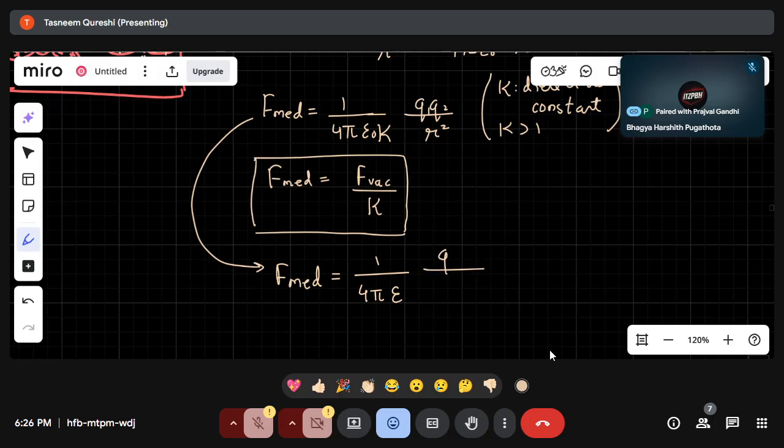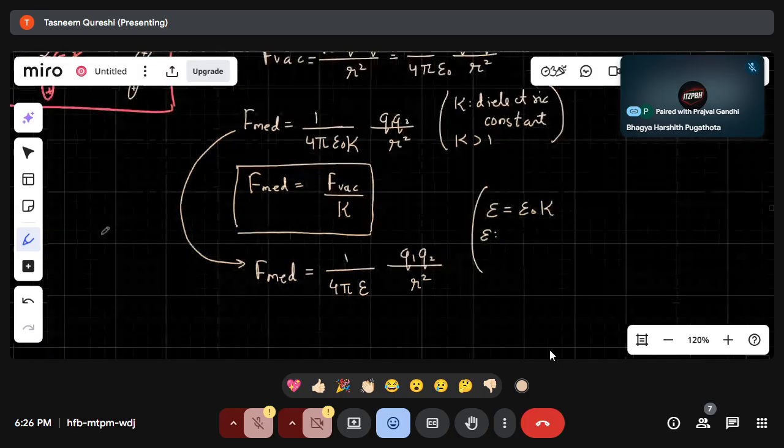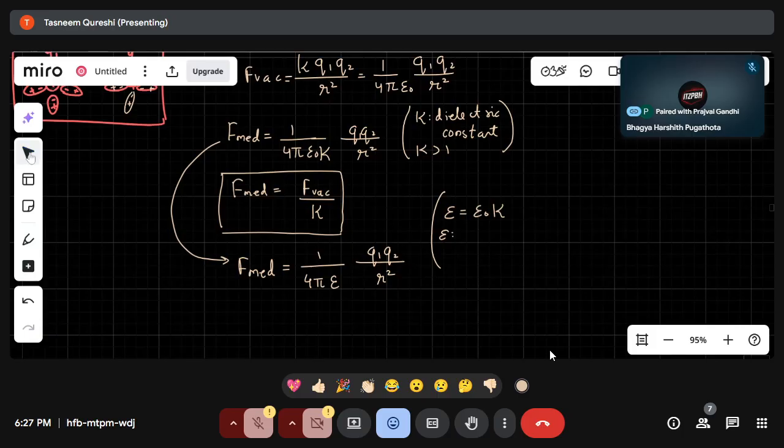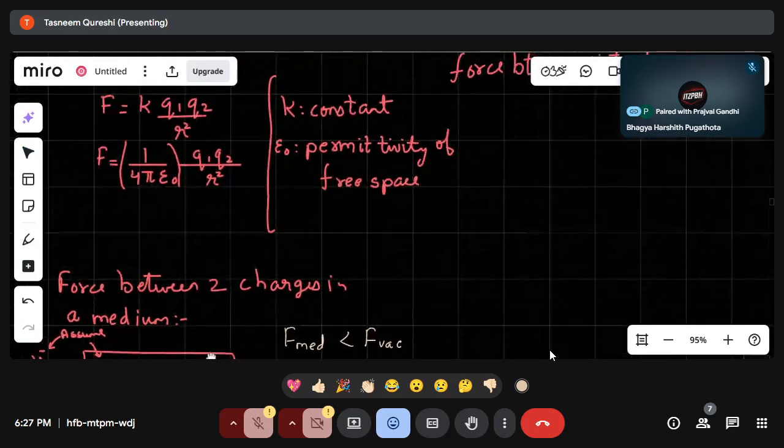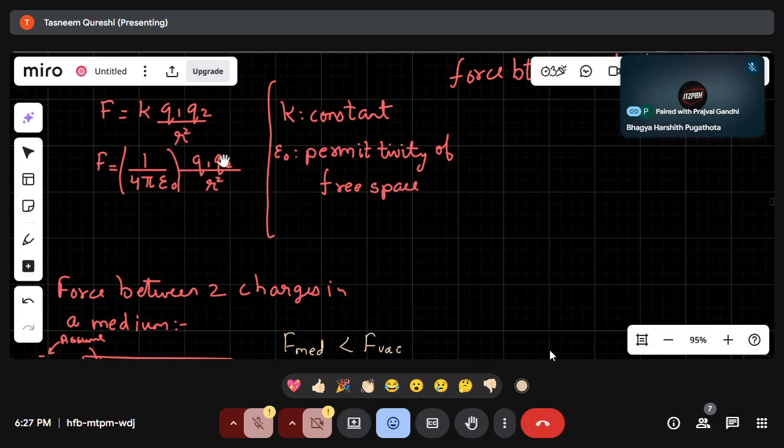Okay, then the usual thing, q1 q2 over r square. So what does epsilon mean? Epsilon is nothing but epsilon 0 into k. And what is the name of this epsilon? We know the name of your previous epsilon was permittivity of free space, right? We did it here. This epsilon 0 was permittivity of free space.